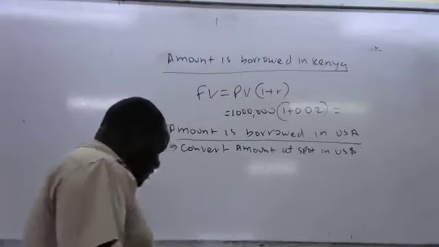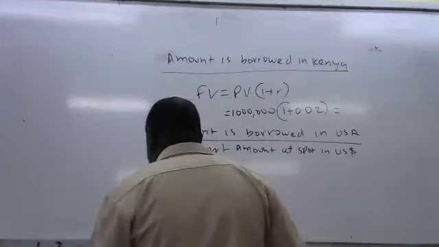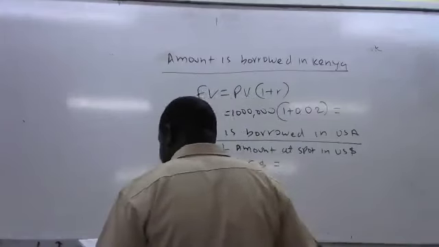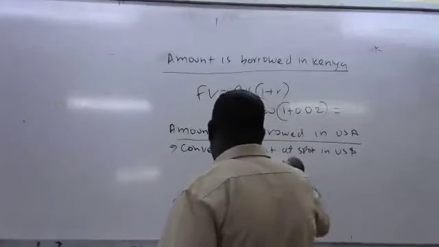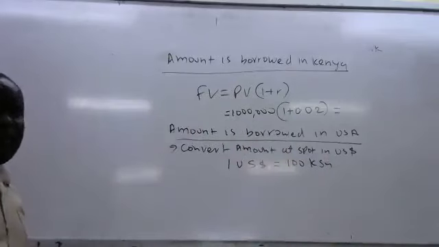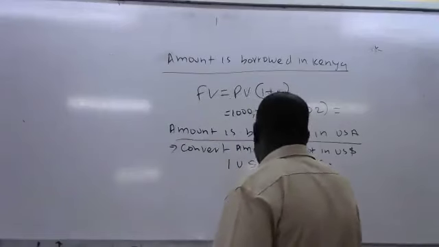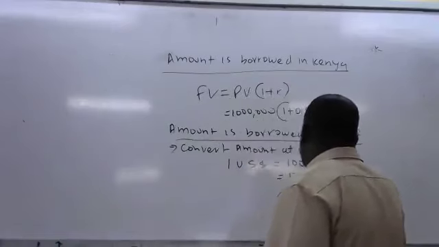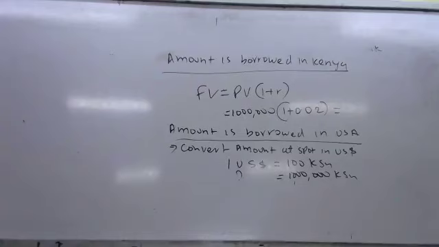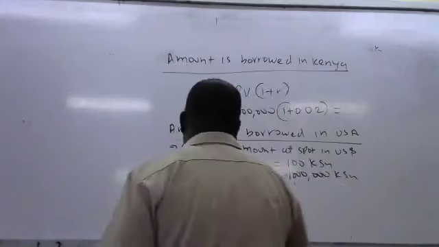The exchange rate for the spot rate is that $1 US is equivalent to 100 Kenyan shillings. But this person needed 1 million Kenyan shillings. So when you convert into US dollars, that amount would be equivalent to 10,000.